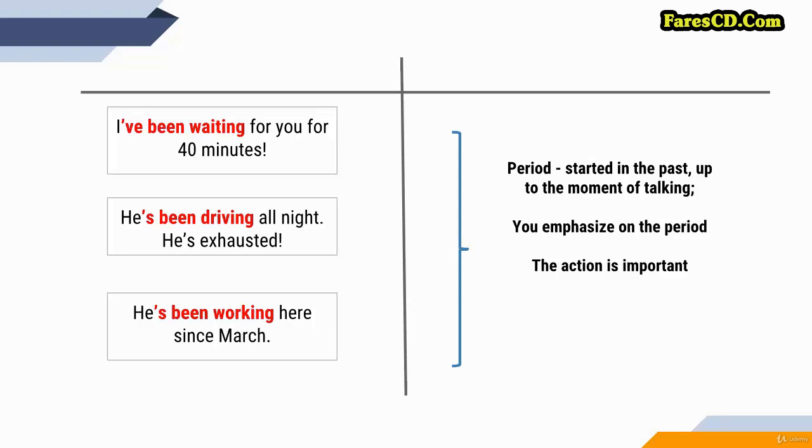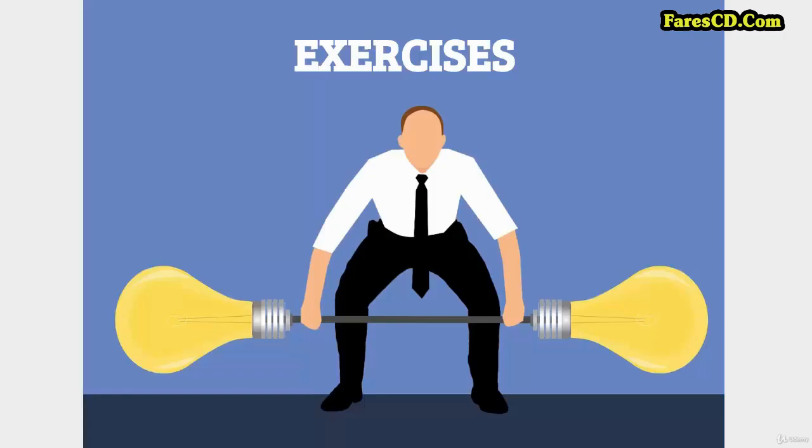When you use present perfect continuous, here the period is important. You want to put the emphasis on the period, on the fact that it took quite a long time for the action to happen. And the action is what is important. The fact that something was continuing for over a period of time. This is what you emphasize when you use present perfect continuous.